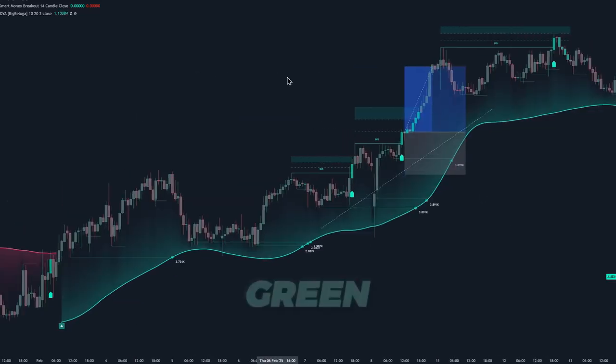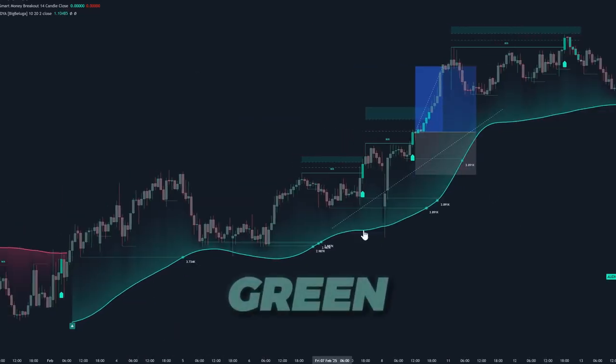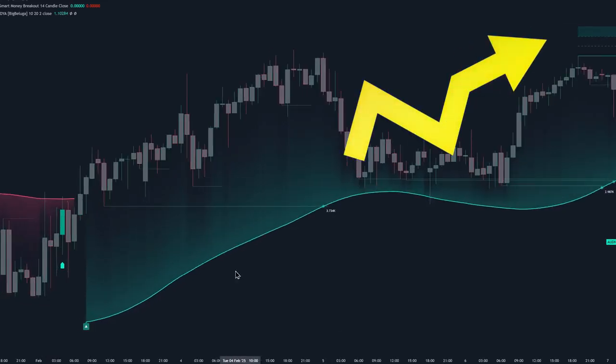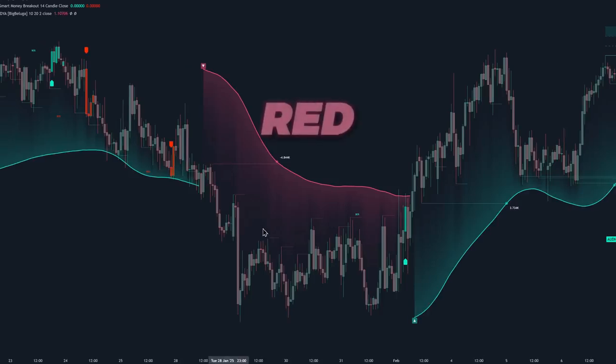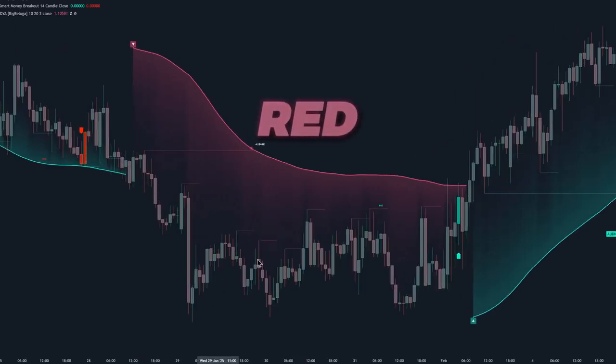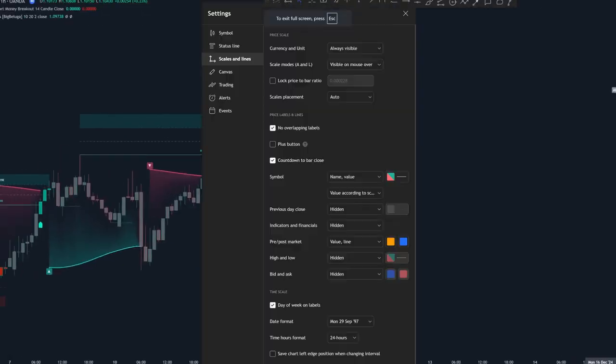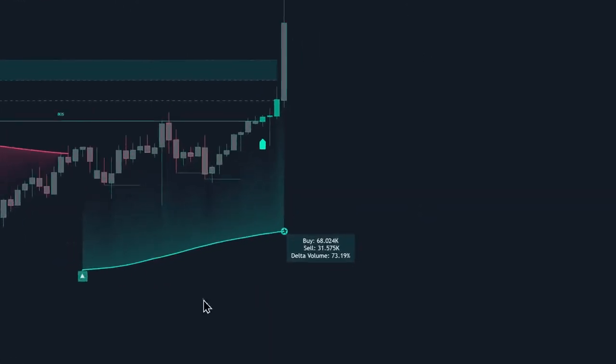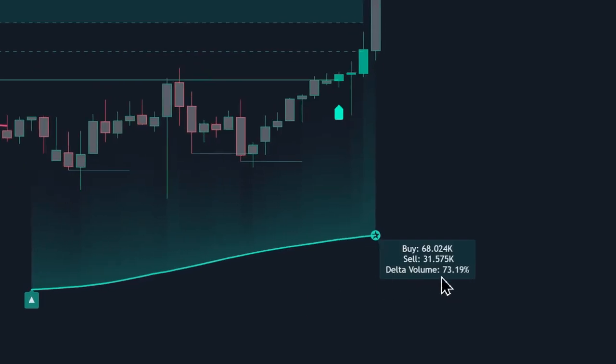When the VIDIA ribbon is green and the price is trading above it, we consider the trend to be bullish. Conversely, when the VIDIA ribbon is red and the price is trading below it, we consider the trend to be bearish. Alongside that, we also have the delta volume reading that shows the difference between buy volume and sell volume in the current trend of the market. For a bullish setup, we want the delta volume to be positive and at least 30%. For a bearish setup, we want it to be negative and at least minus 30%, indicating that sellers are in control.